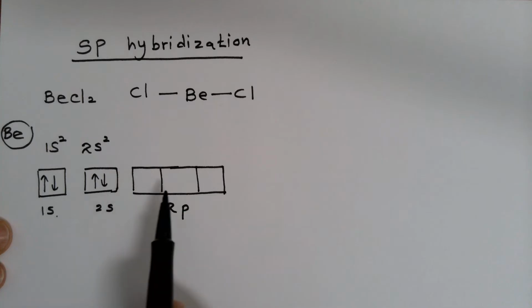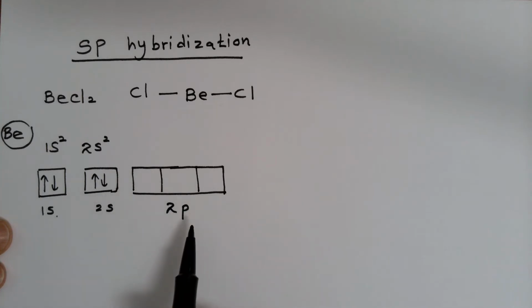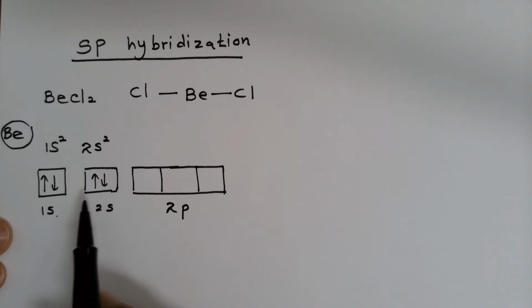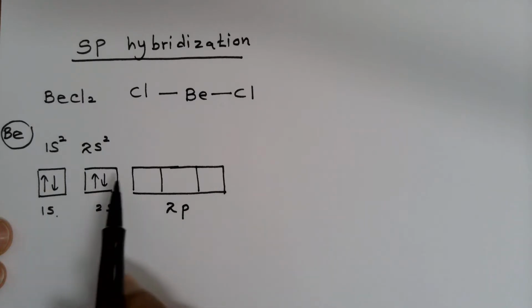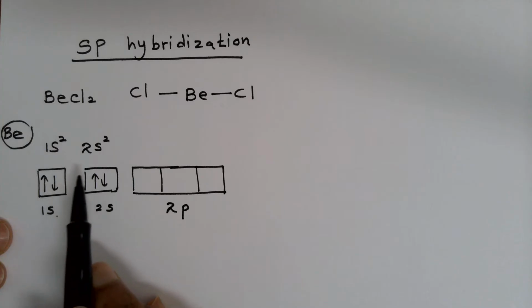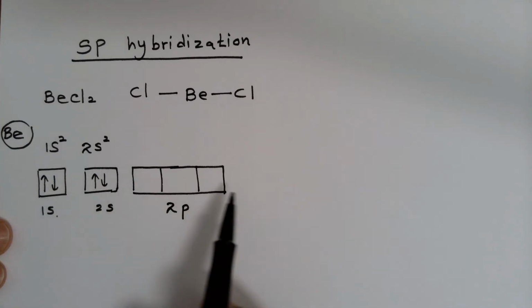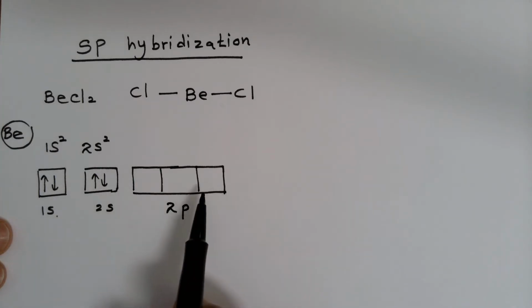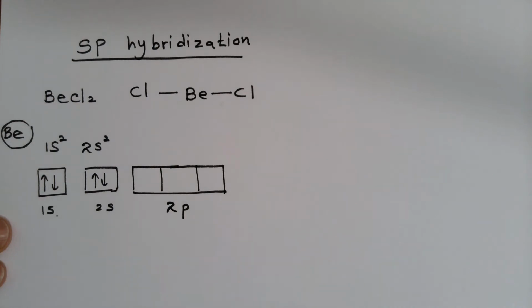Now after you draw this orbital diagram, you need to identify the valence shell. Valence shell means outermost shell. So here the valence shell is shell number 2. In shell number 2, s orbital and p orbitals are available. The s orbital is occupied by 2 electrons, and the p orbitals have no electrons. That is our first step.